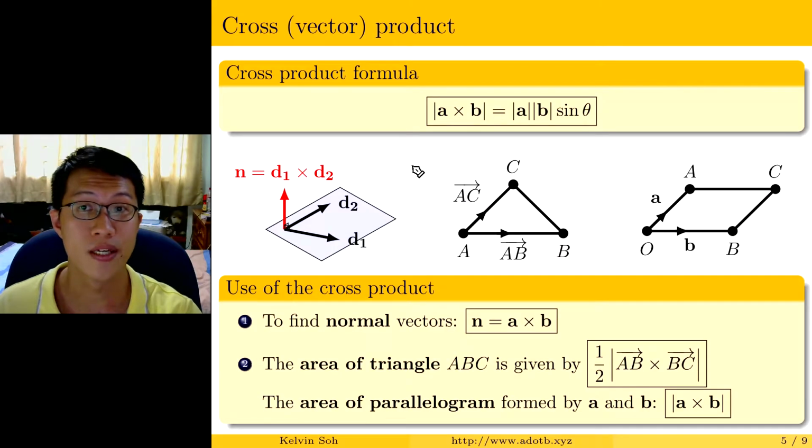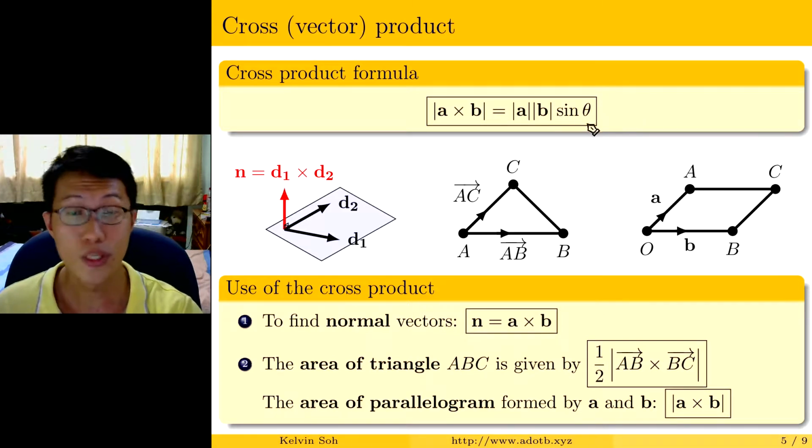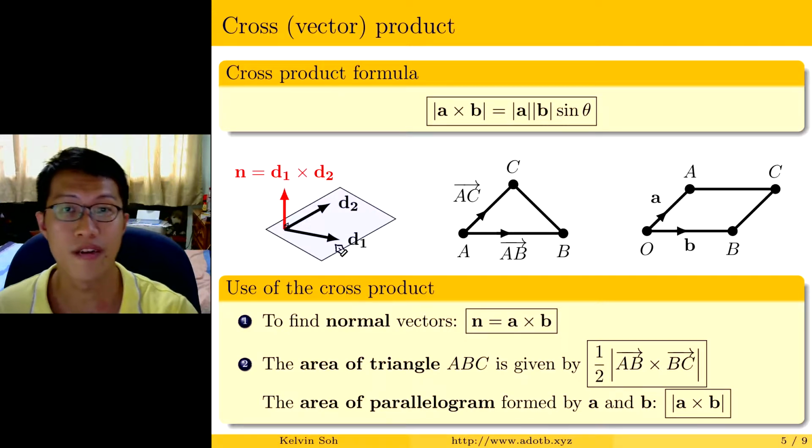So when do we use the cross product? There are two situations where this cross product is really useful. In the first situation, as we have discussed before, the cross product gives us a normal vector, a third vector that is perpendicular to the original two vectors we used.